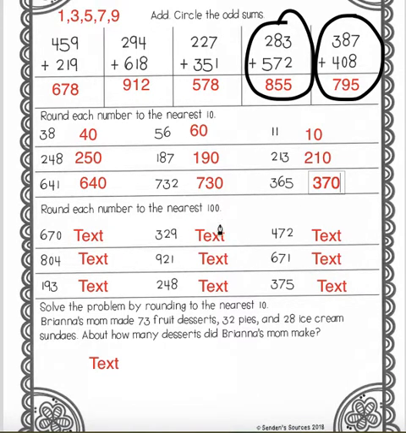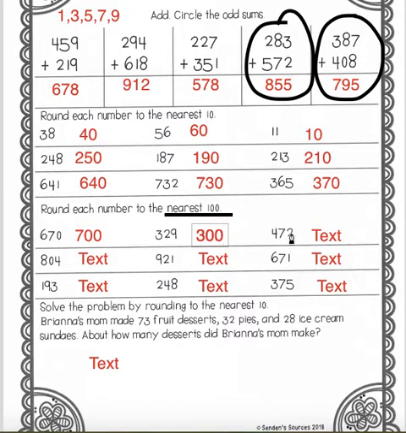Alright, here we're going to do the same thing, except this time we're rounding to the nearest 100. So let's look here. We have 670, so we have a 6 in the hundreds place. We have a 7 to the right of it, which will cause this to round up. So we'll add 1 to that. It will be 700. Here we have a 3 in the hundreds place. We have a 2 to the right of it. So that will cause this to stay the same, so it will be 300.